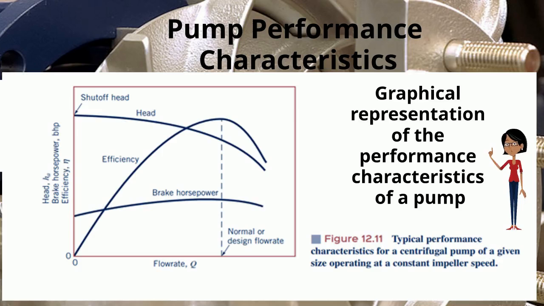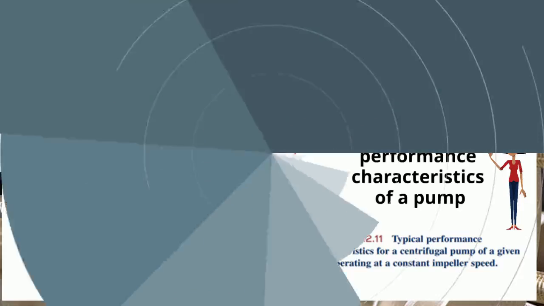In the pump curve, we can see the head developed at zero flow rate is called shut-off head. Efficiency is 0 at this point because there is no discharge, and brake horsepower dissipates as heat. It increases as flow rate increases. Efficiency is a function of flow rate, and it reaches a maximum value at a given flow rate, and this flow rate is called the design or normal flow rate.